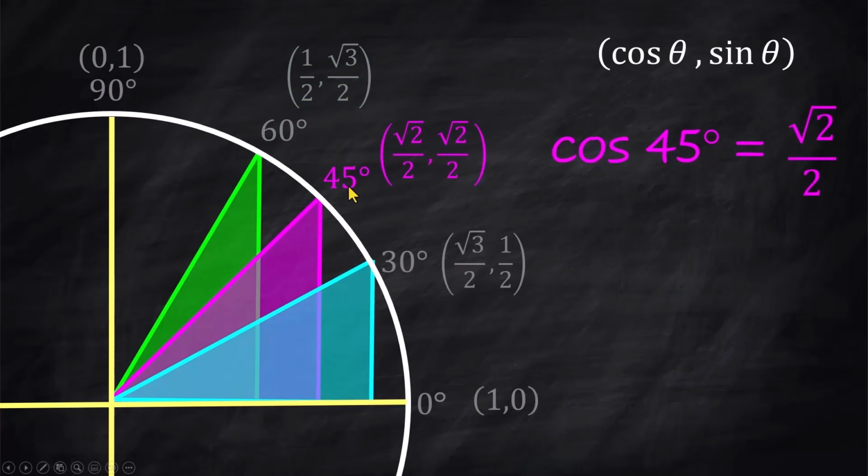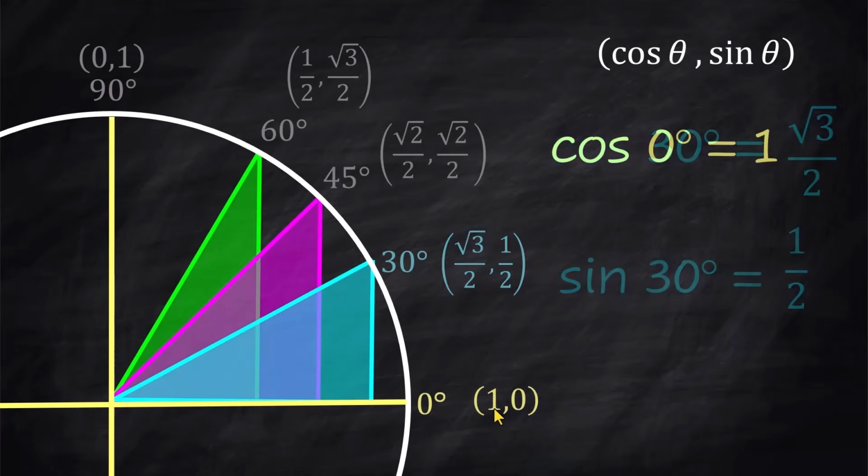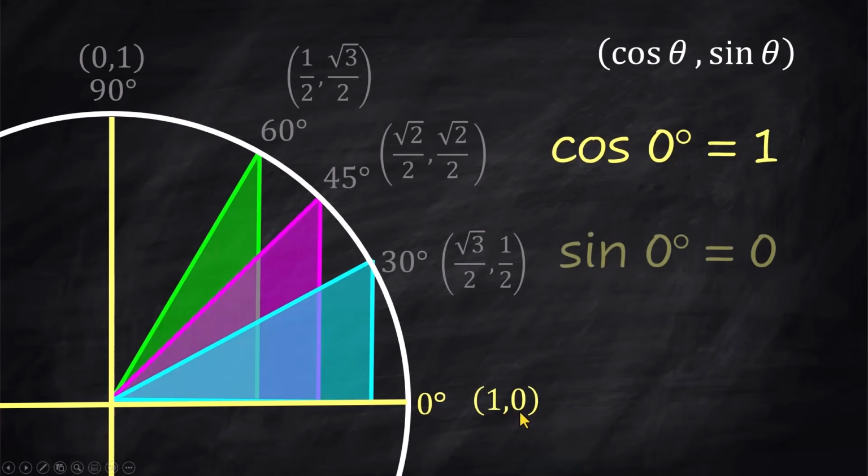You really can't screw up the 45-degree angle. It's a beautiful thing. Cosine of 45 degrees is square root of 2 over 2, and so is the sine of 45 degrees. 30 degrees is the one we were just learning with. The cosine is square root of 3 over 2, and the sine is 1/2. And they're all printed right here on your unit circle. Let's look at 0. The cosine of 0 is 1, and the sine of 0 is 0.